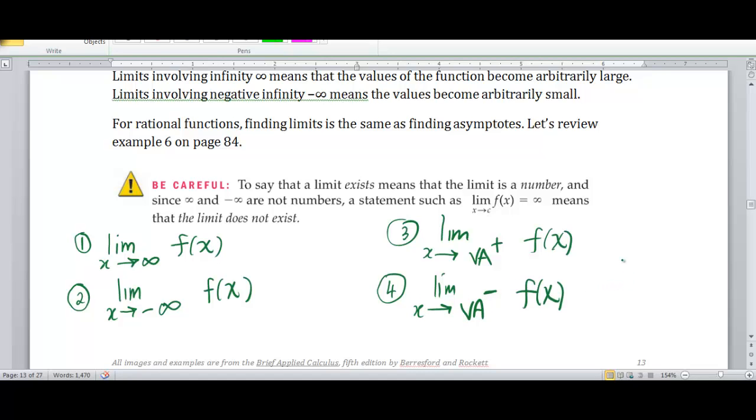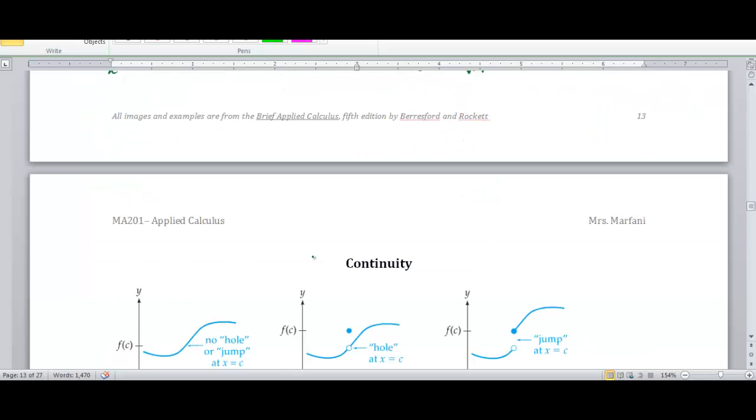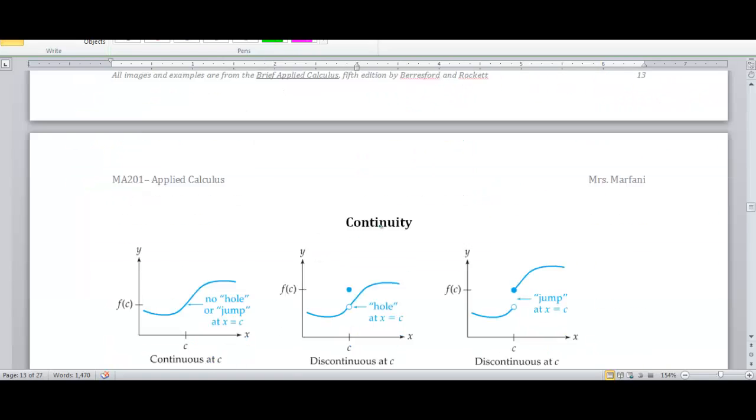Okay, so these 4 are what you want to investigate when you have rational functions. Again, rational functions are a fraction of polynomials. Remember that? So these are the 4 things you want to investigate when we have limits involving infinity and rational functions. Okay. Let's look at continuity.